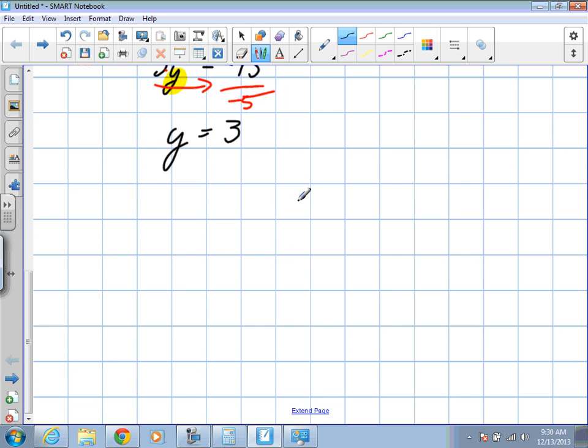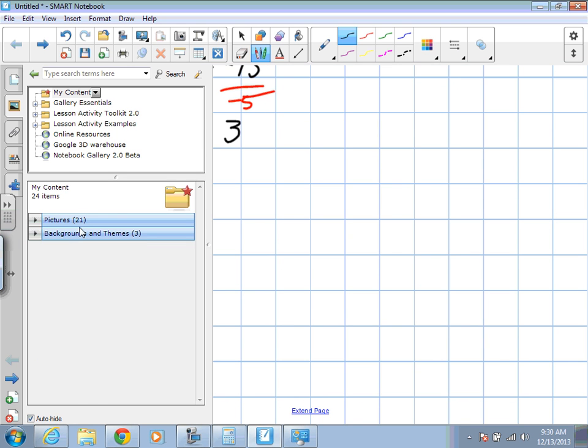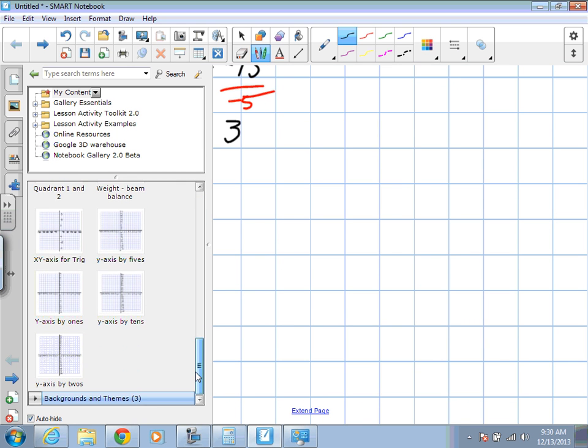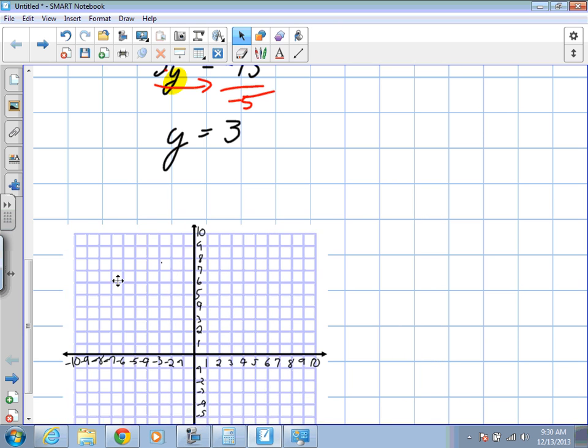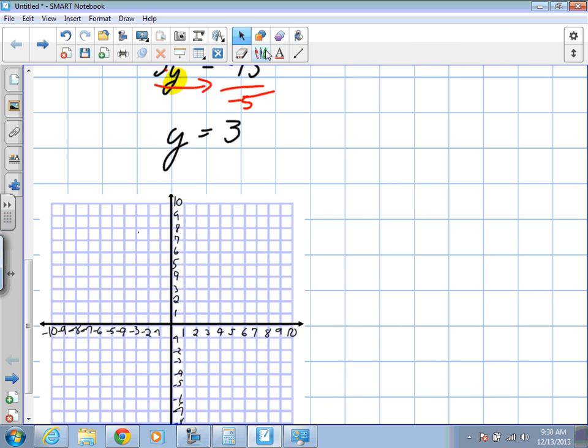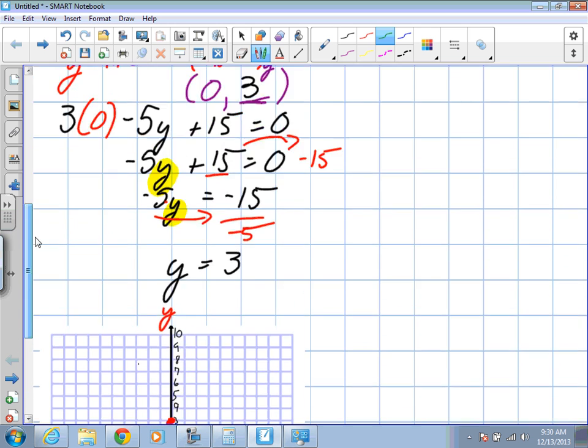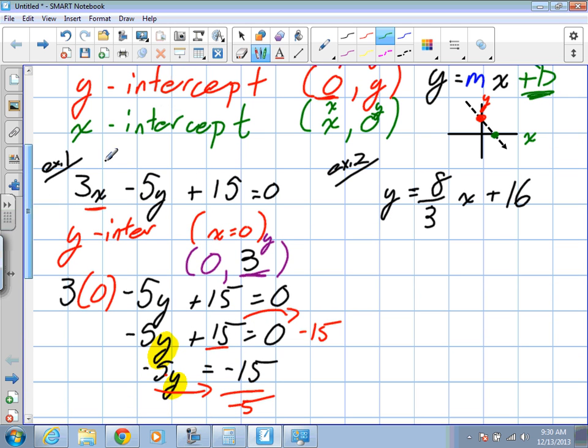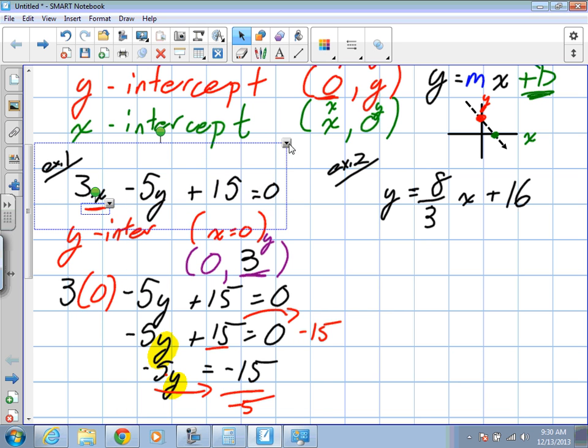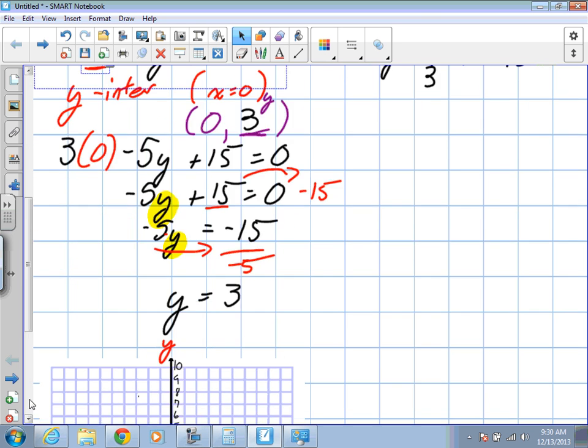So if I were to quickly bring up a graph, let's see if I can find one. Okay, perfect. So if we bring up our graph here, our y-intercept is at positive 3. So we know we cross here. That's one of our points. The other point we want to figure out is our x-intercept. So I'll do it below the graph, the exact same equation. Copy it. Okay.